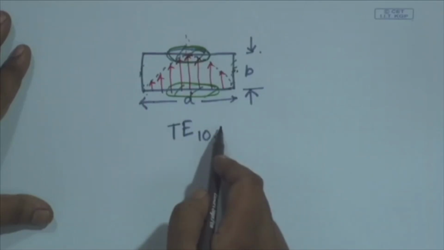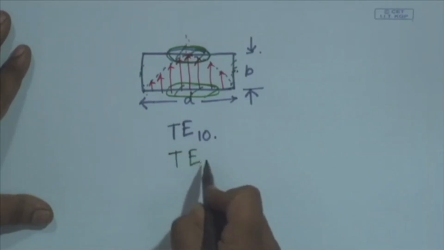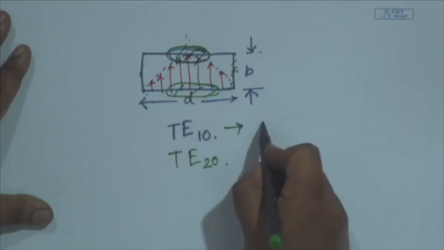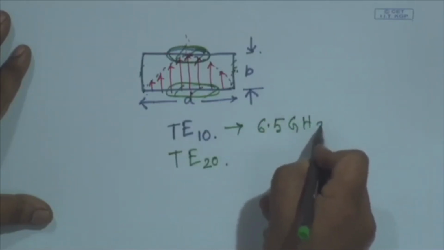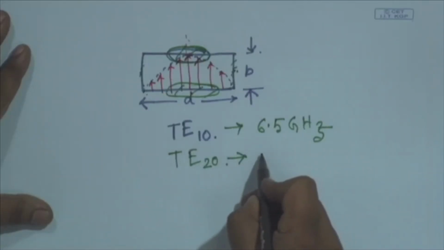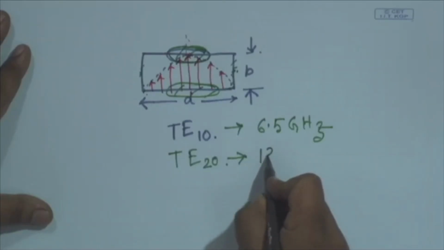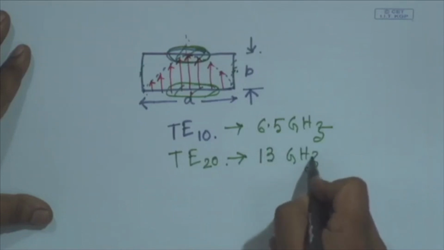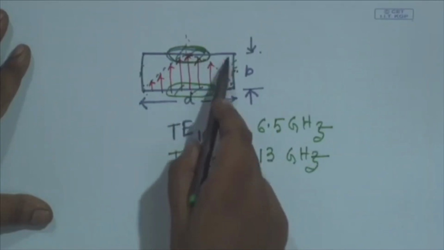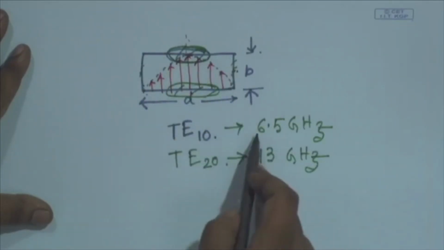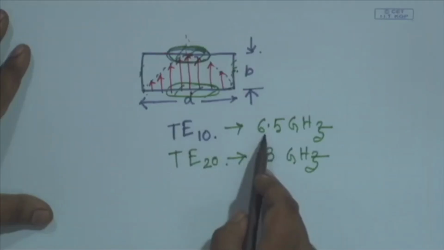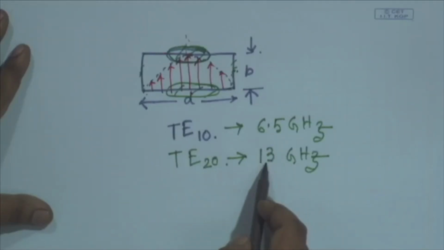Now, for TE10 mode, the cutoff frequency is determined by the broadside dimension a. What will be the next higher order mode? It is TE20 mode. If the fc for TE10 mode is, let us say, 6.5 gigahertz for the given dimension, we know that the cutoff frequency for TE20 mode will be just double of this. So, 13 gigahertz. So, considering the effect of broadside dimension, we can use this rectangular waveguide in monomode operation, that means only for TE10 mode excitation, from 6.5 to 13 gigahertz.